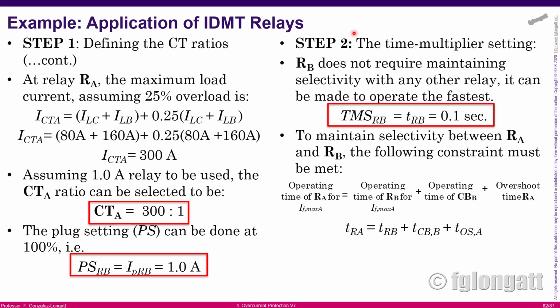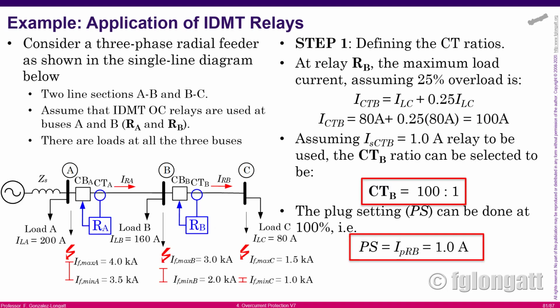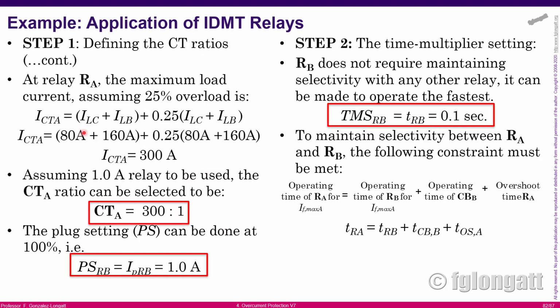Now is the configuration of the time settings, probably the most important settings. In this case, we are selecting the time setting for relay B. Relay B is located near the tail of this feeder. There are no more relays downstream. As a consequence, we can say that the time setting of this relay will be the fastest. In this case, we can assume that the relay will be working at 0.1 seconds. Okay, that is the setting for that.